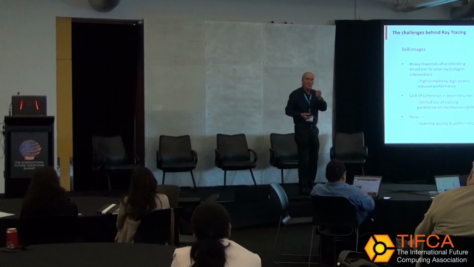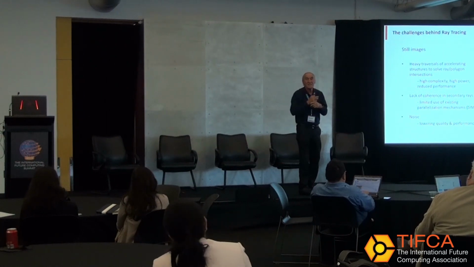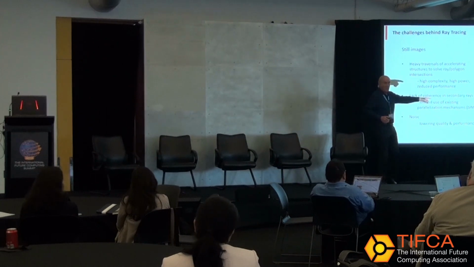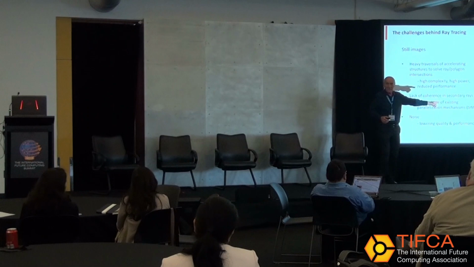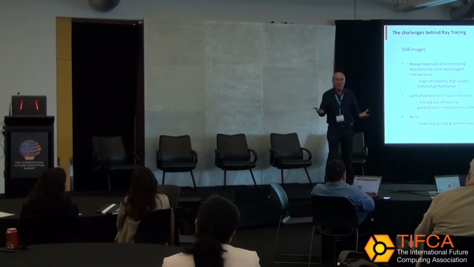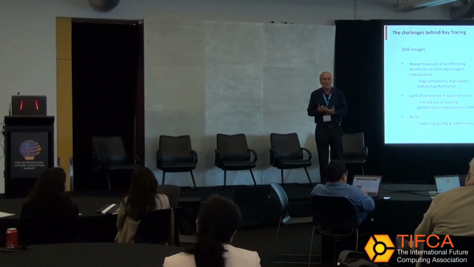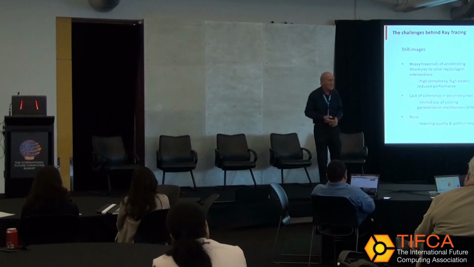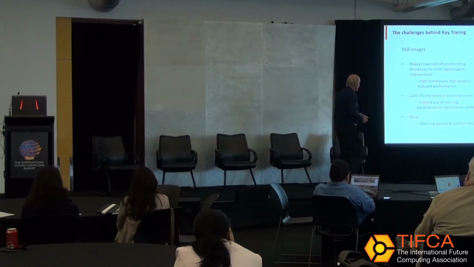But when you go to secondary rays, it's a disaster. Why a disaster? Look at this picture. The red lines represent secondary rays. They bounce all over, so they are not coherent. Then the problem starts. You have to process them not in parallel, but individually. So this is the second problem.